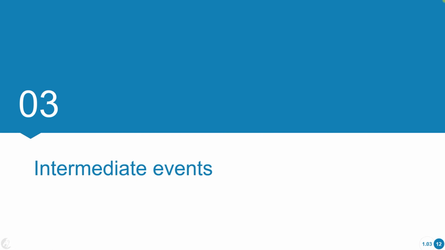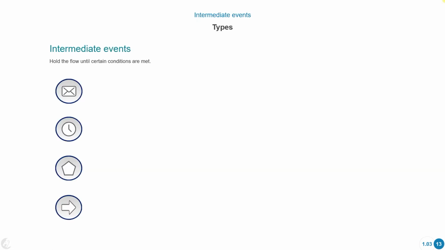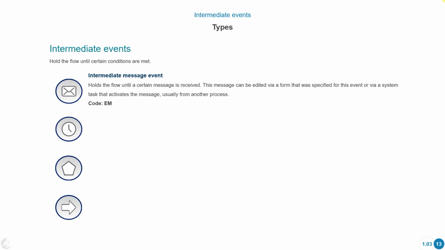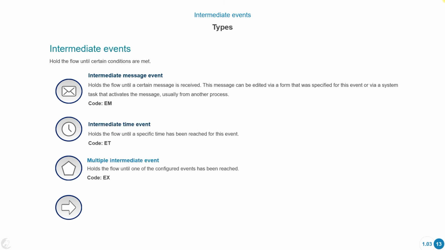Intermediate events. Here we can see all the different types of intermediate events. In this case, we can see that their main goal is to hold the flow until something happens, until a certain condition is met. And here we have all the different types: intermediate message event, intermediate time event, multiple intermediate event, and link event.